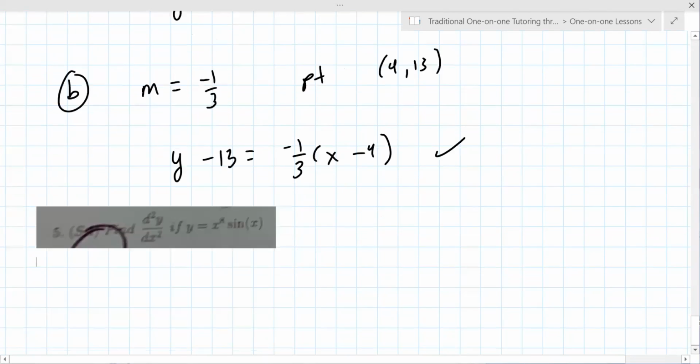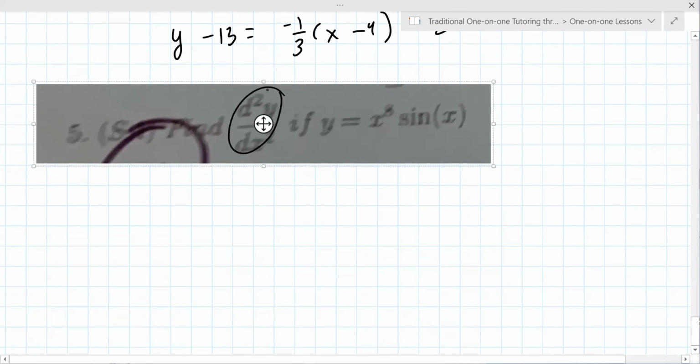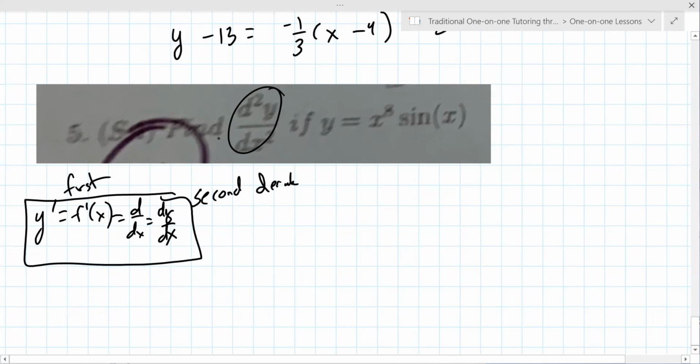Great. Number 5. This notation means the second derivative. There are a lot of ways you can write second derivative. Don't get caught up in the notation. Y prime, f prime of x, d dx, dy dx, these all mean first derivative. This is just notation for second derivative. So to get to the second derivative, you need the first derivative. This is product rule.